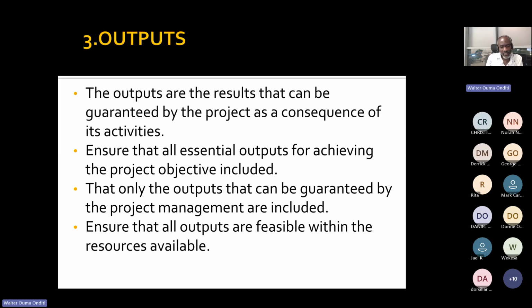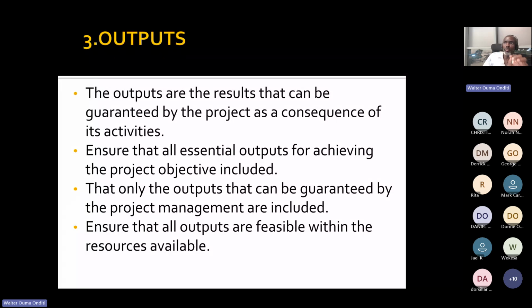We can guarantee that this number of participants would, by the end of this program, have attended this course. We can guarantee, because this one we have control over. But the result of that, which is really the intermediate purpose or the objective, we have no control over. So the output is the result that can be guaranteed as a consequence of its activity.